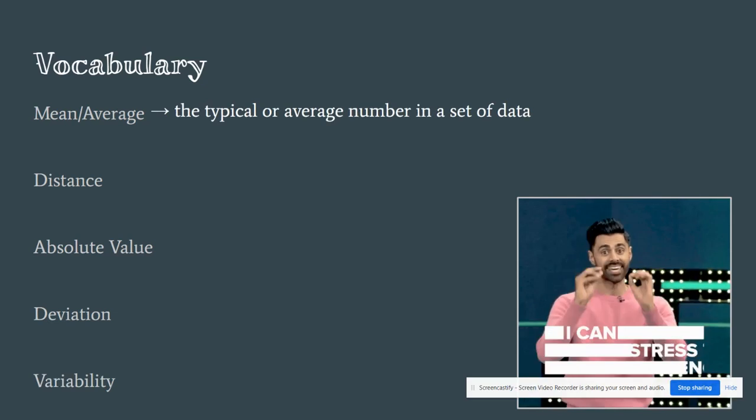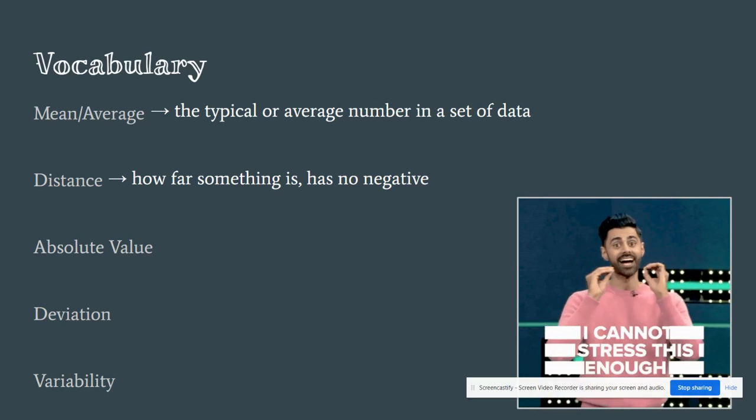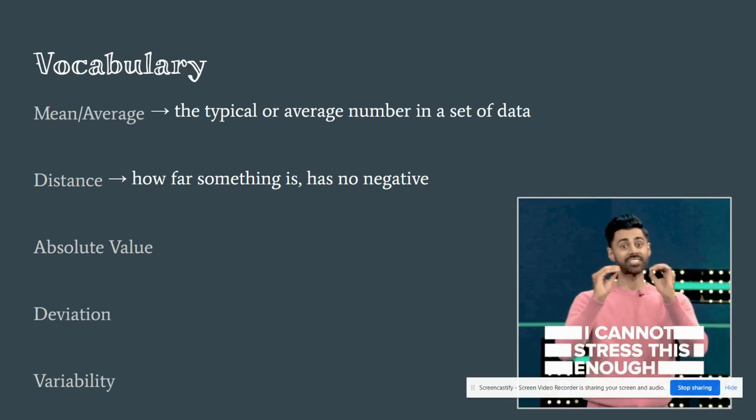The mean should be familiar to you at this point. This is the typical or average number of a set of data. It tells you about what all the numbers represent. The distance is how far something is. There's no negative when it comes to distance, from point A to point B. It's how far away something is. It's a measurement of distance.